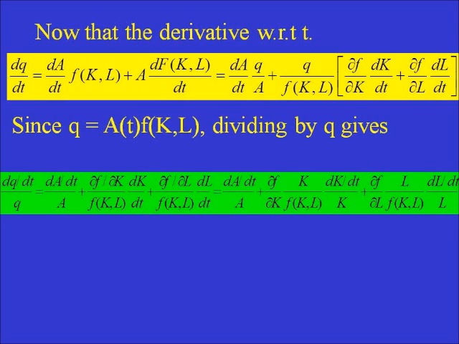Now, as mentioned earlier, every variable in our production function, A and K and L, are functions of t. Therefore, our production function is a function of t. So when I take the derivative of output with respect to t, I can use the product rule, and I'll get the derivative of A with respect to t times our production function, plus A times the derivative of our production function with respect to t.